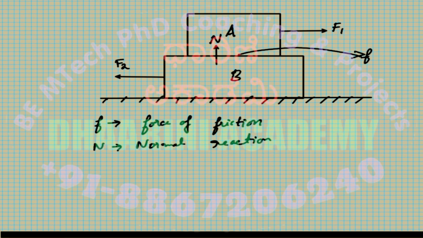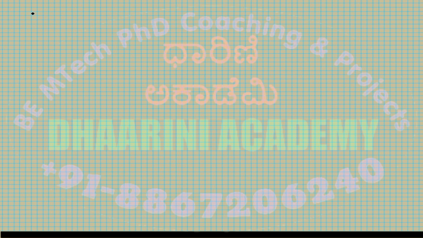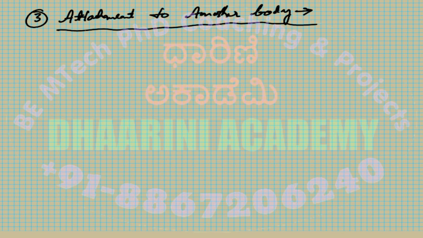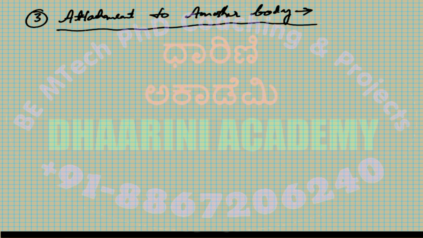The next category of forces belongs to a class of forces that arise because of attachment to another body. So we make a new category called attachment to another body. Whenever a body is attached to another body, we have a new type of force coming into the picture. The common force is called tension.